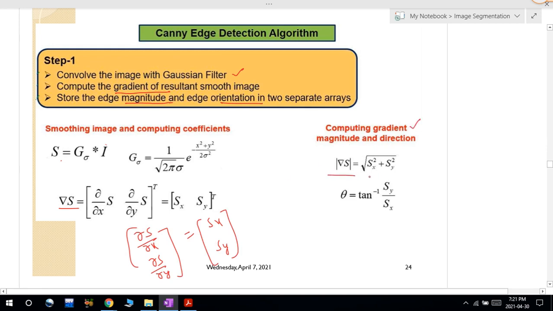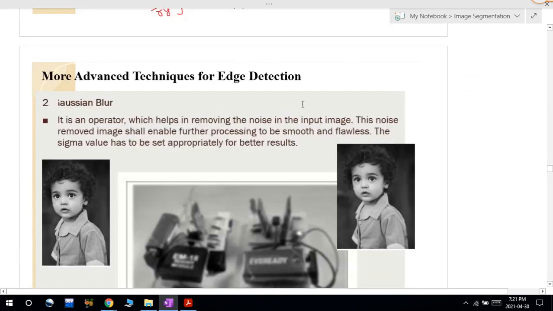For the gradient magnitude, the formula is the square root of sx square plus sy square. And I will find the gradient direction, that is tan inverse of sy by sx. This is the first step in Canny edge detection, in which I first convolve the image with the Gaussian filter, and later find the gradient magnitude and orientation on this smooth image.